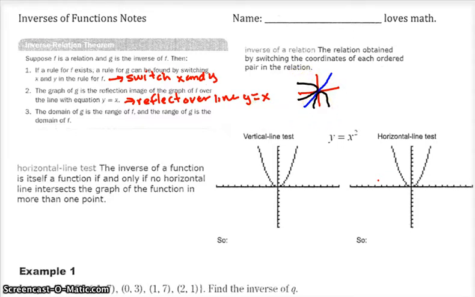And the last piece that we'll talk about is in regards to the domain and range. And since the x and y values get flipped, the domain and range switch as well.